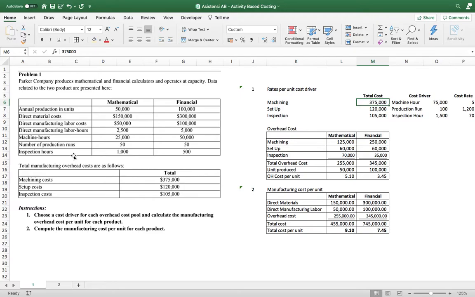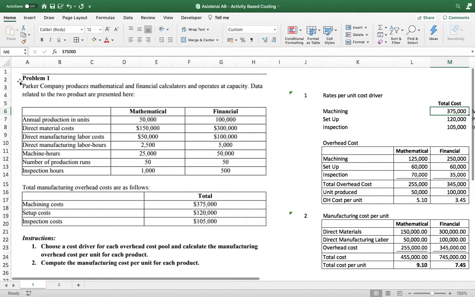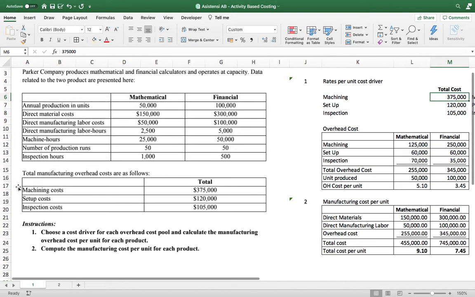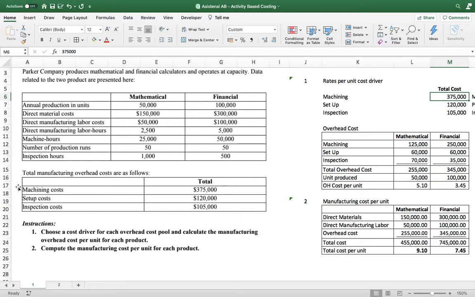So there are two problems that we are going to do today, and we will start with the first problem. Parker Company produces mathematical and financial calculators and operates at capacity. Data related to the two products are presented here: annual production in units, direct material, direct manufacturing labor hours, direct manufacturing labor costs, machine hours, number of production runs, and inspection hours. And the total manufacturing overhead costs are as follows: machining costs, setup costs, inspection costs.